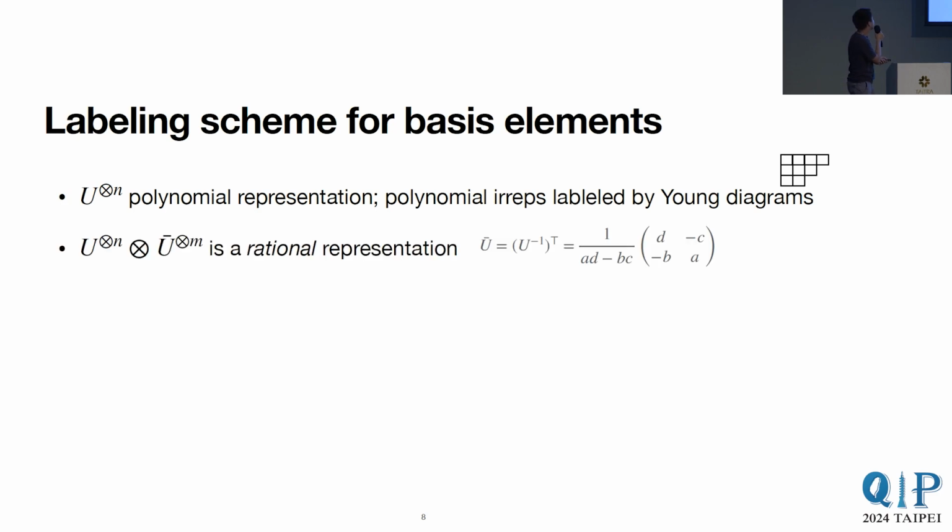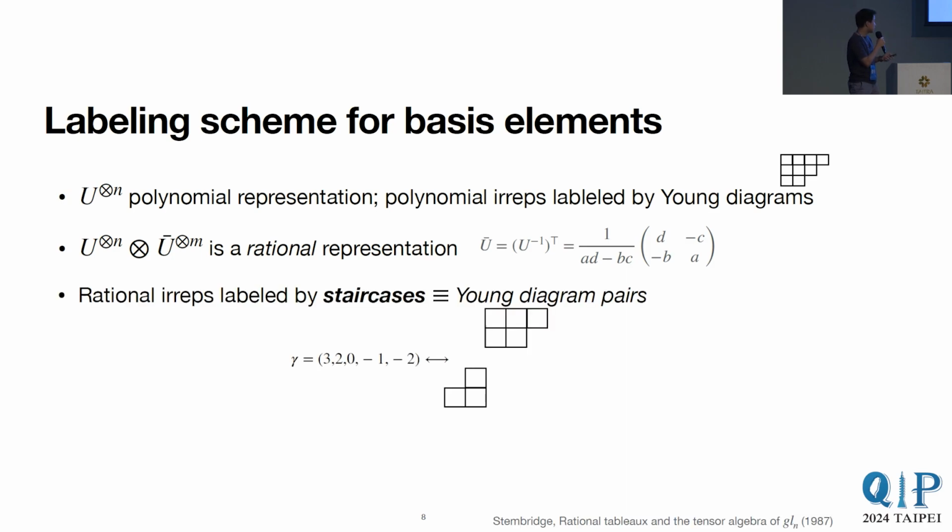So for us, this mixed tensor representation is in general a rational representation. And what that means is that the matrix entries are rational functions of the matrix entries of U, as can be seen from the example of U bar, which is equal to the transpose of the inverse. So these rational irreps can be labeled by a slight generalization of the Young diagrams, which are called staircases. And for the purposes of this talk, we can just simply think of these as a pair of Young diagrams, which satisfies some extra properties.